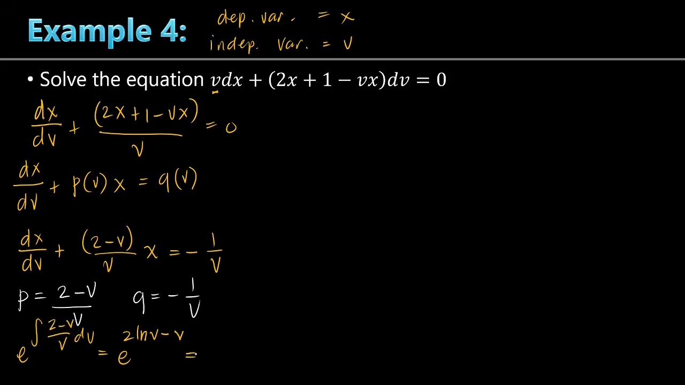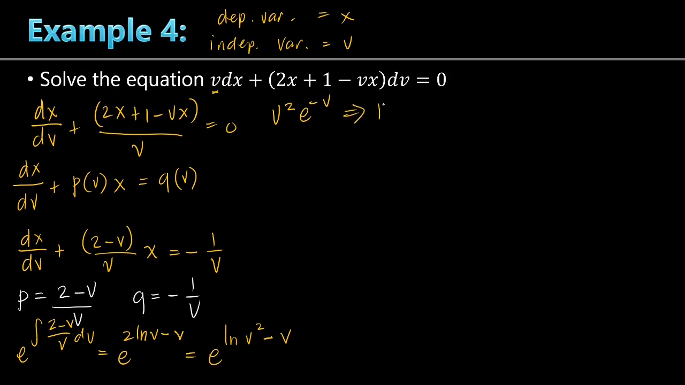Na ito, pwede naman nating isimplify. Kasi itong 2 na to, pwede kong gawing exponent ng v. So, magiging e to the ln of v squared minus v. So, itong e to the ln of v squared, di ba, magka-cancel yung e at saka ln. So, ang matitira na lang dyan is v squared. Tapos, dito may matitirang e raised to negative v. Yan, e raised to negative v.